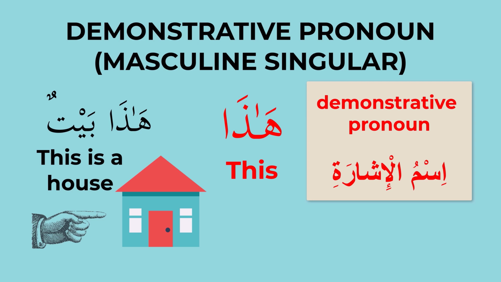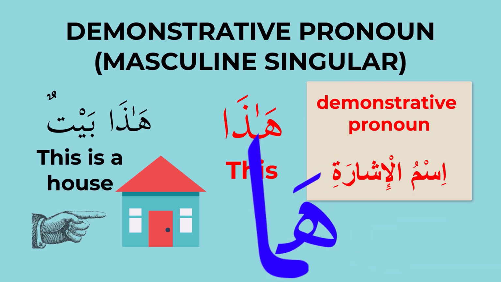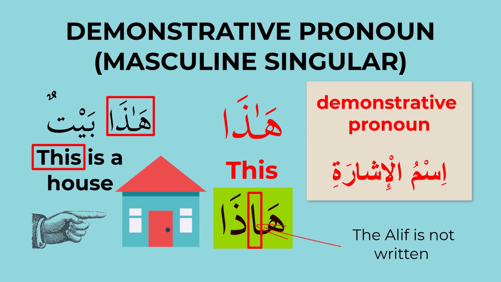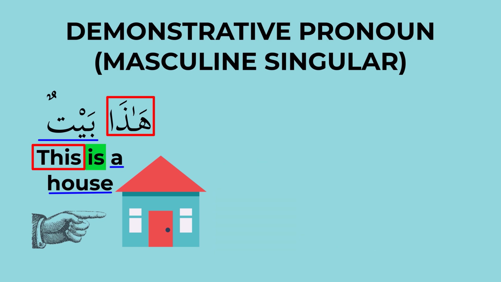Okay. See, it is pronounced like hada. But this alif is not written. It is explained in the key also. No, but you said in English that this is a house. Okay. I see this here, hada. I see a house here, baytun. I don't see anything similar to is in Arabic. What about is? So what is? We go to English grammar.